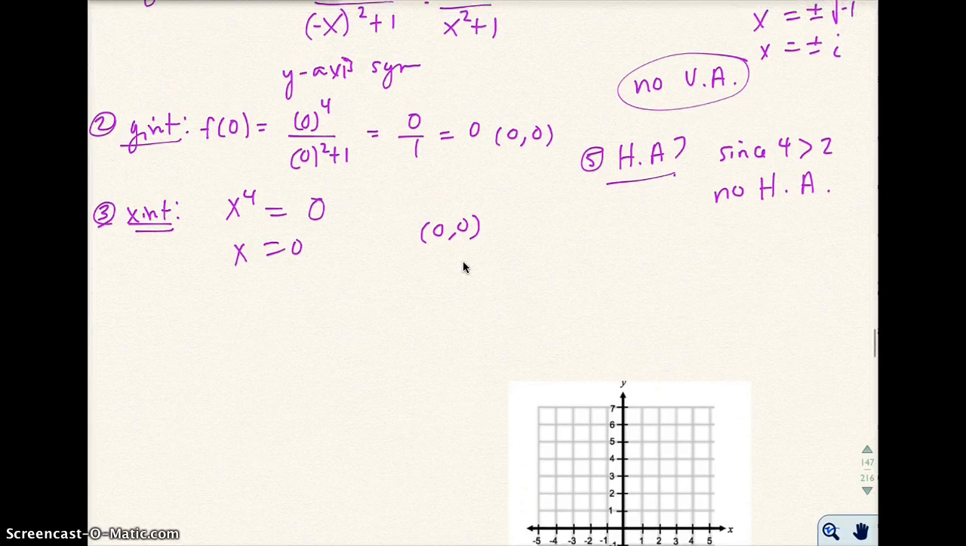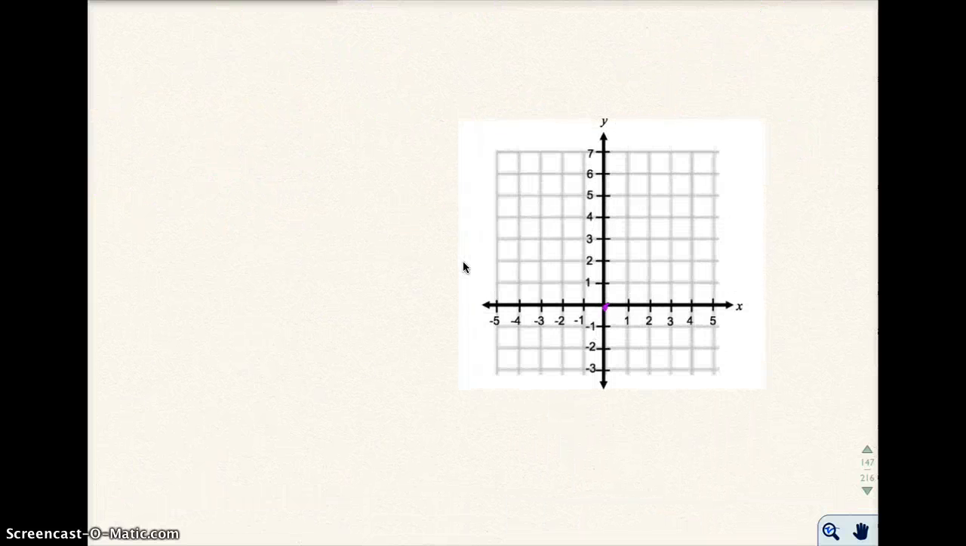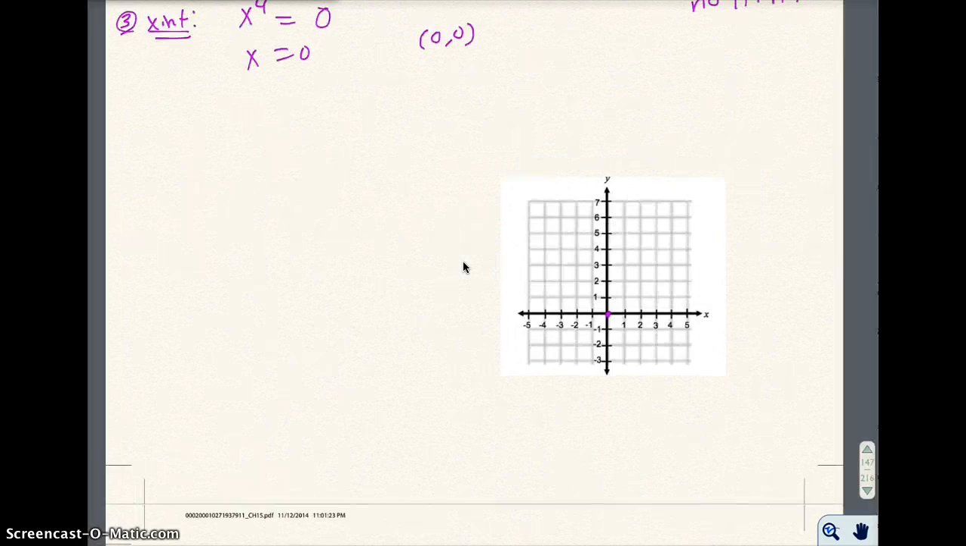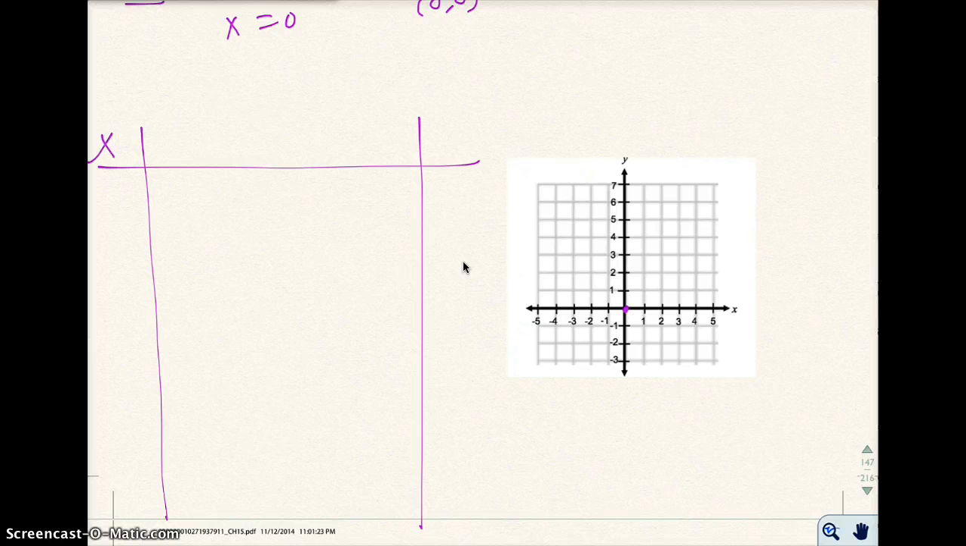If I were to plot all that I know right now, all I know is I have the point 0, 0, and I have y-axis symmetry. So now is a good time to make a table. I'm going to do 1, 2, 3, 4, and 5. We don't have to do all the points, but it'll be a little comprehensive here.